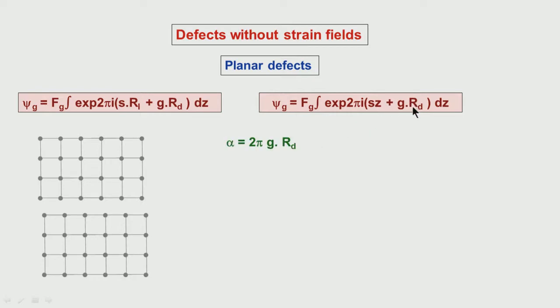How can we find this out? RD is the defect position, right. Suppose this is the perfect position of the atom, RD equals T, then we can write alpha equal to 2 pi G into T. This alpha we can write as e to the power of I alpha. If we do that, now the psi g becomes 2 times, one due to the deviation. Is this clear?